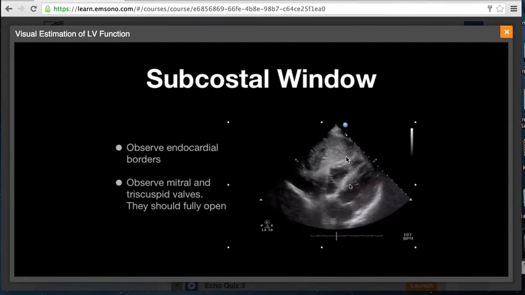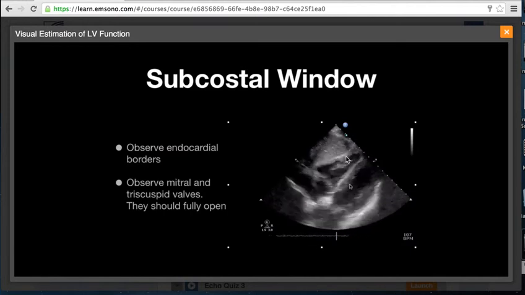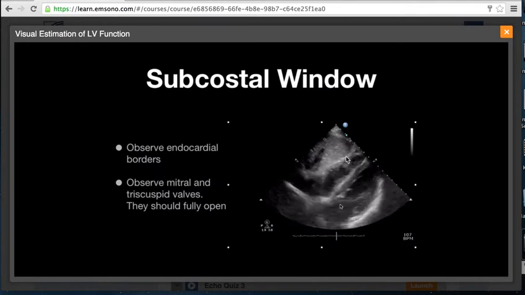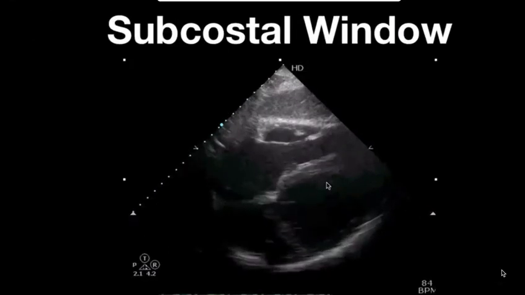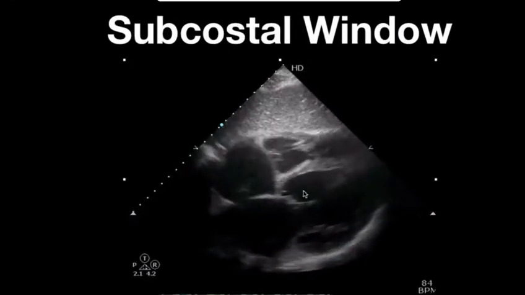I think it's helpful to use a tissue harmonics function so that you'll be able to better observe the endocardial borders. You're also going to want to take a look at the mitral valve and tricuspid valve to make sure that they're opening fully, but this is a patient with a normal LV function. And here's a patient with severe global LV dysfunction.